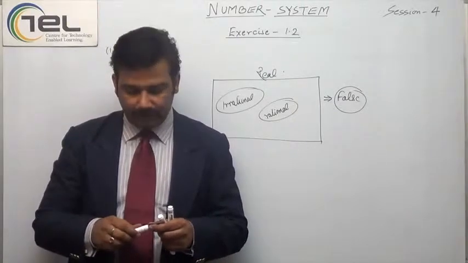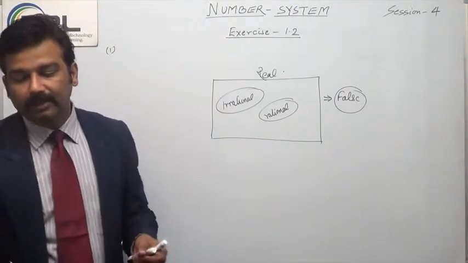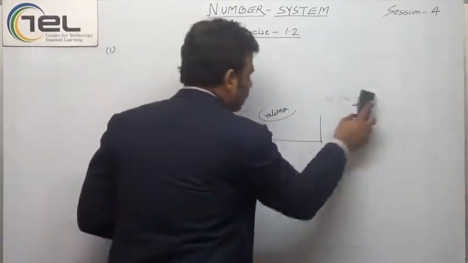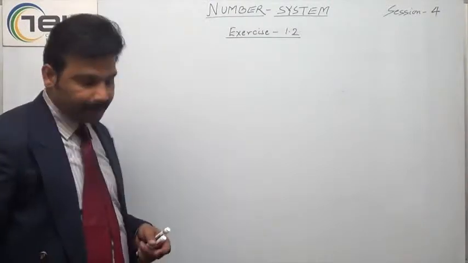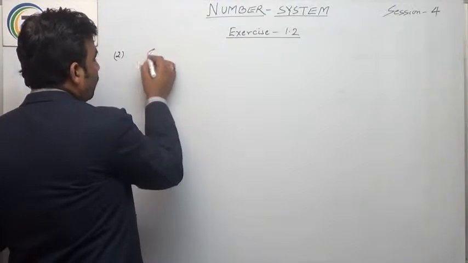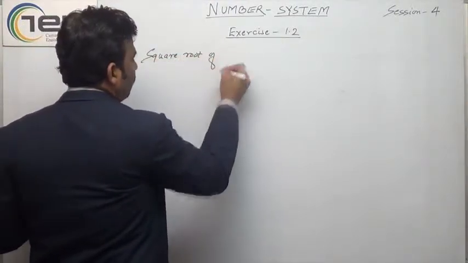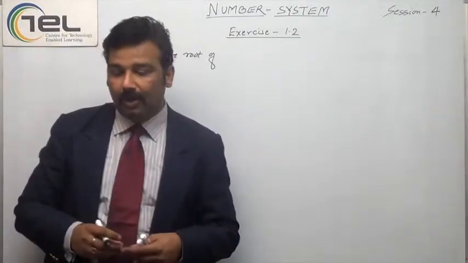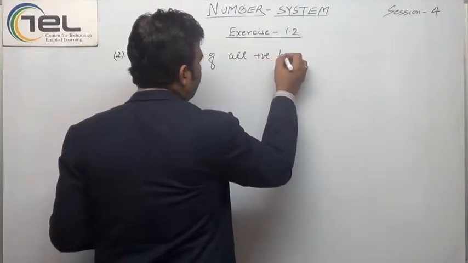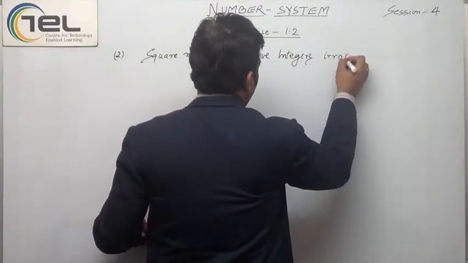Let's come to question number 2 of this exercise, and question number 2 says, are the square roots of all positive integers irrational?